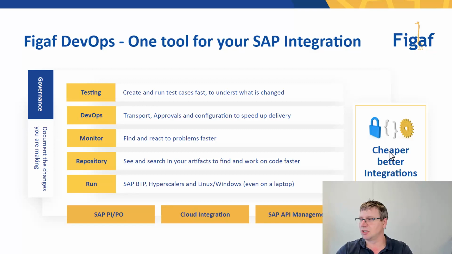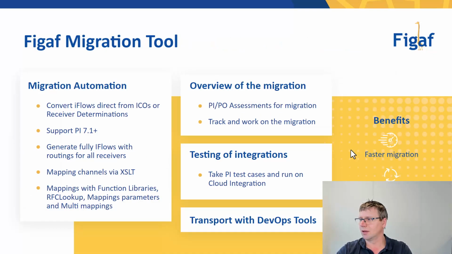and then creating some cheaper integrations for you. If we look at the migration tool, it does have some advantages. It's an automated tool that can take an IQ or receiver determination and convert it into an iFlow, all CGI, computer generated iFlows. We support PI 7.1 and above, so if you have classical scenarios, they work almost just as well as modern iFlows for this, or IQs.